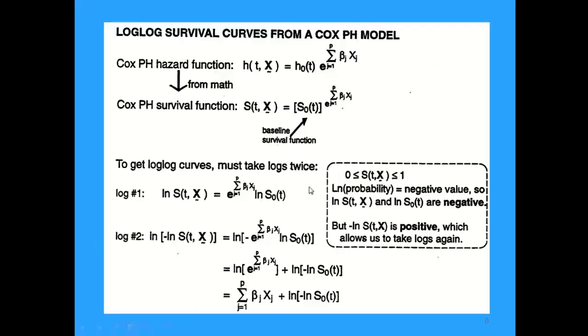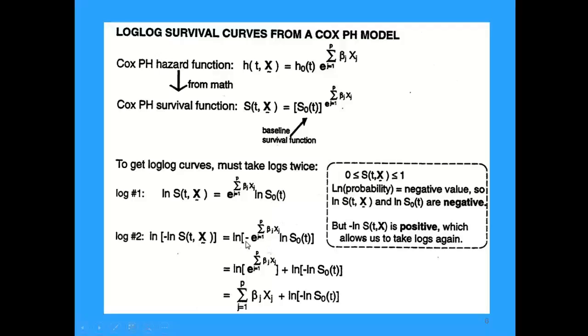Okay, but anyhow. If you want to take the logs twice, you have to make this negative number positive. How do you do that? You put a negative sign over here, and then you take the log, and then you're taking the log of a positive number. So that's how I can take 2 logs: I make this negative. So the log of minus log is now the log of this expression. I'm just doing some algebra here.